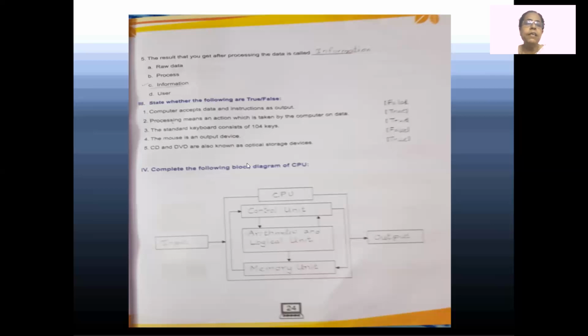Fifth one, CD and DVD are also known as optical storage. No, it's the mouse that is known as optical storage. Okay, so it's false. Here you have a complete structure of a block diagram. Please draw this block diagram. You put in input. You have 3 parts in this: the control unit, the arithmetic unit, and the memory unit. And then when it goes through this, it processes and gives you the output.